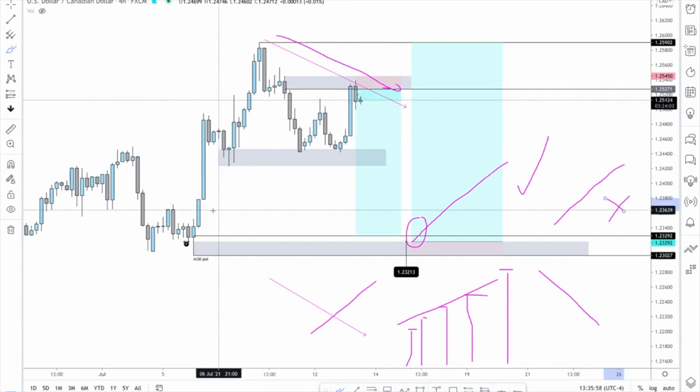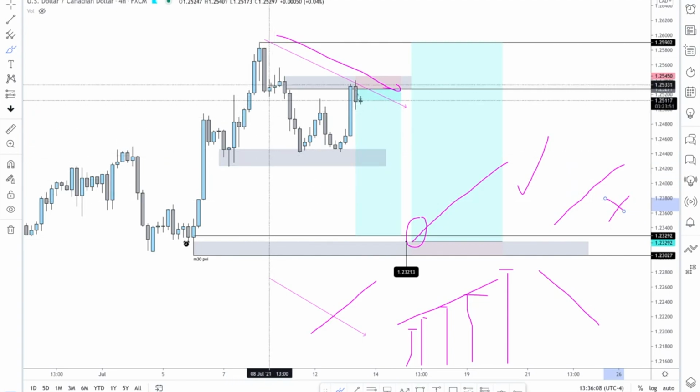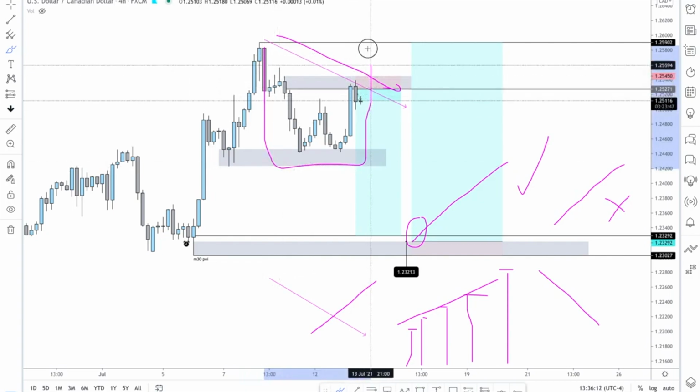It also helps me decide which order block I'm going to use, because I want to use the order block that lines up with true price movement. I don't want to use an order block for areas that aren't true.